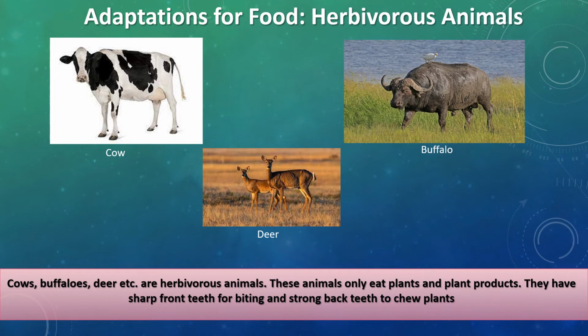Okay, let us see the adaptations for food. Let us look at the herbivorous animals. Cows, buffaloes, deer, etc. are herbivorous animals. These animals only eat plants and plant products. They have sharp front teeth for biting and strong back teeth to chew plants.